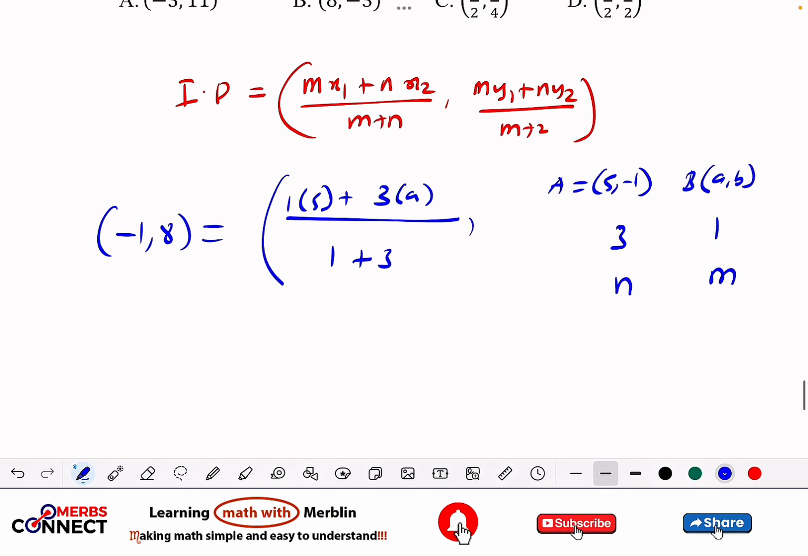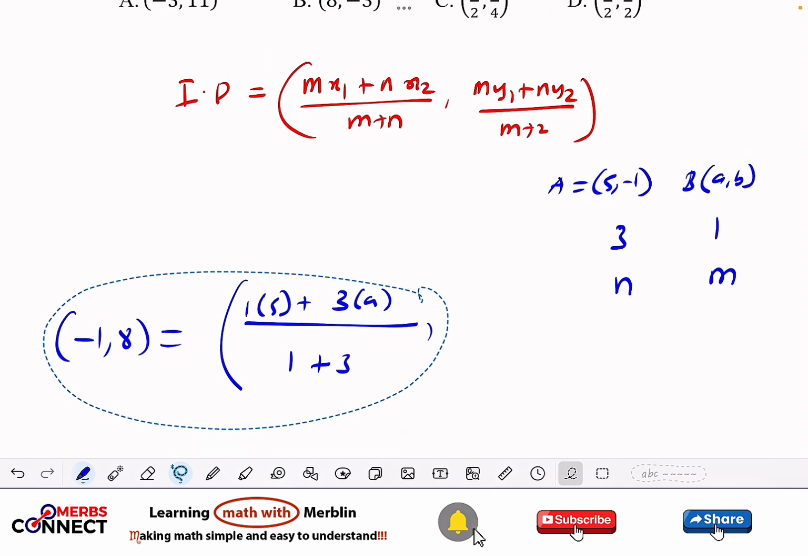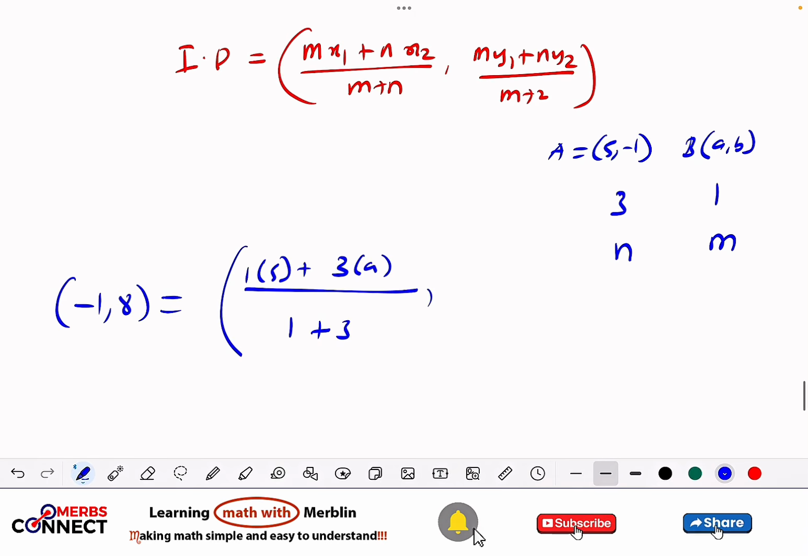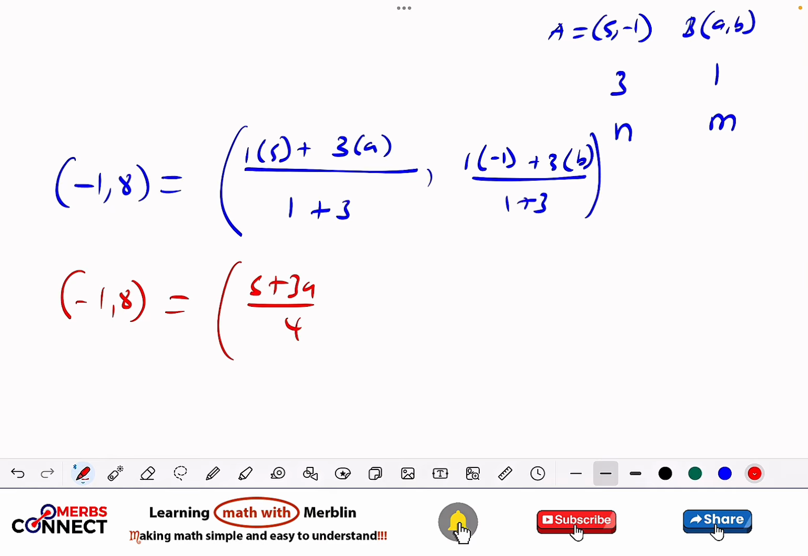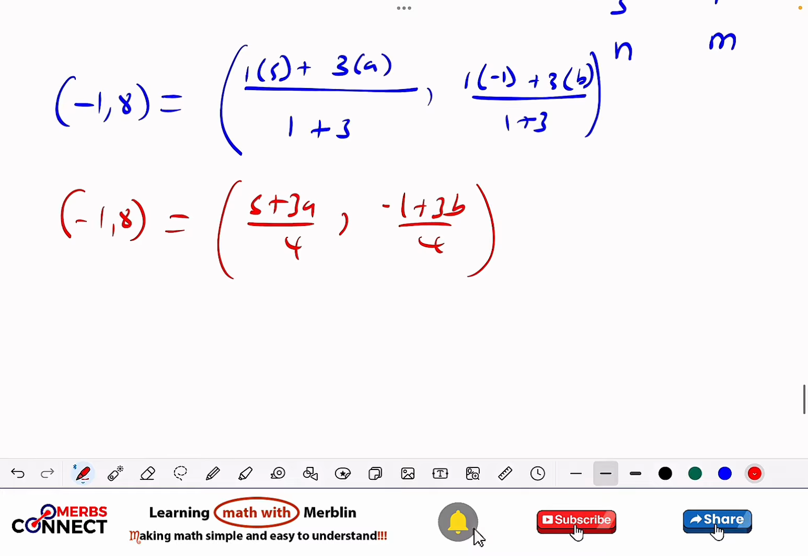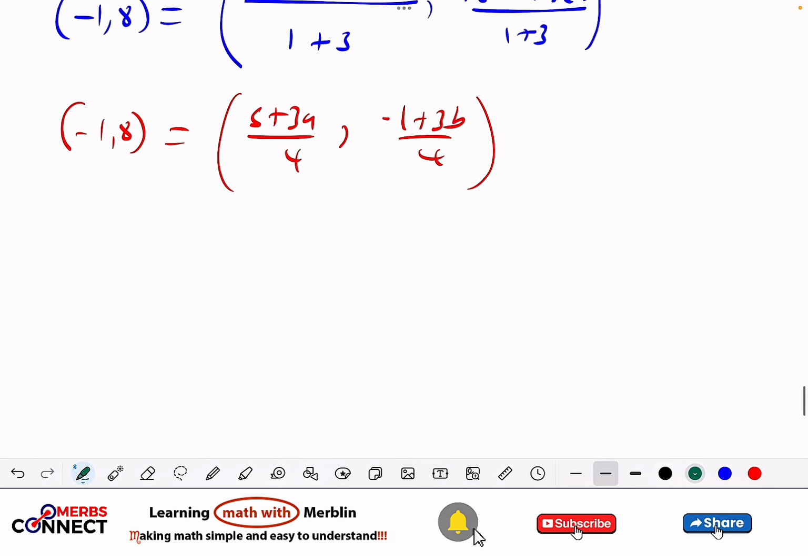Then now we are going to have m, which is 1, times y1, which is minus 1, plus n times y2, which is b, divided by 1 plus 3. Okay, good. So let's try and simplify this. Minus 1, 8 is equal to 5 plus 3a divided by 4, and then minus 1 plus 3b divided by 4. So now we've gotten to where the midpoint is.